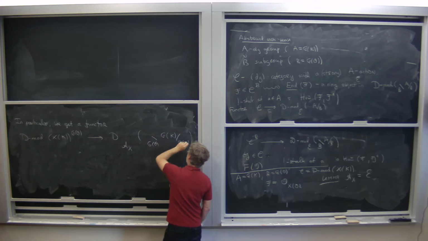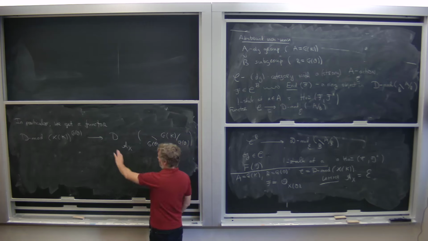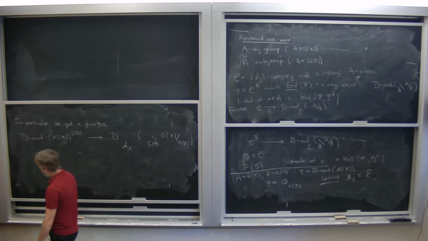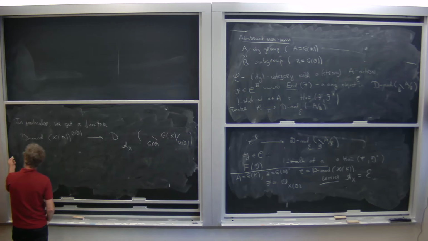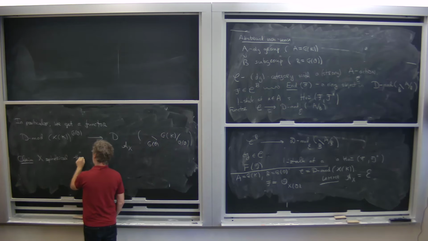So it means that this module object in this derived Satake category, which we can translate then into elementary language by using the statement of derived Satake. And so a priori, this is just a functor, but the claim, again an easy claim, is that if X is spherical, then this functor is an equivalence.